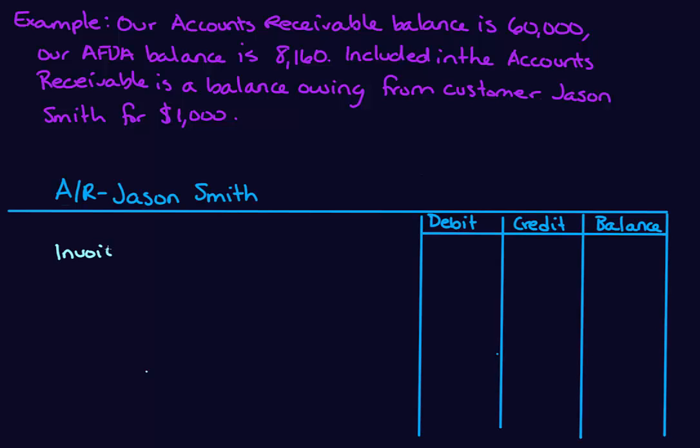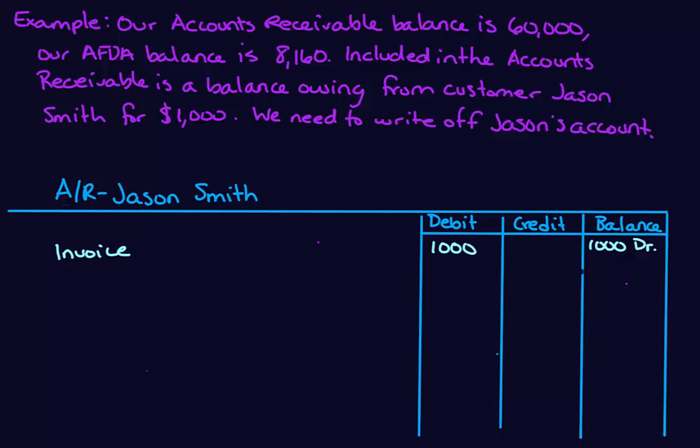And this is to show the activity in his individual account, and it's also to keep us informed of who owes us money. If we know that we have $60,000 in accounts receivable outstanding, that doesn't really tell us who we need to call in order to collect that $60,000. It's really important to know who owes us money so we can get payment. So in our case, Jason has an invoice outstanding for $1,000. Let's now expand our example and say that for some reason we know that Jason is not going to pay us, and so we need to write off his account.